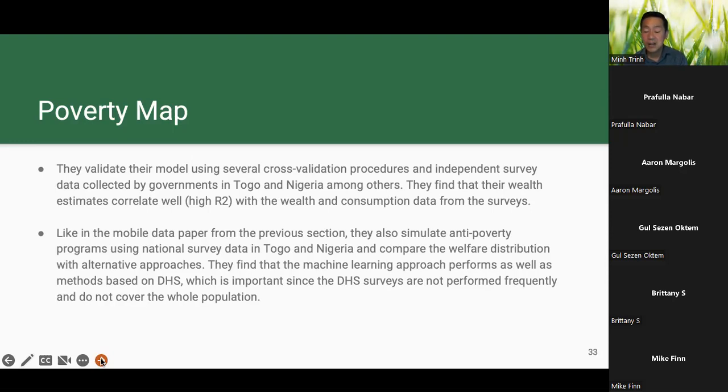The DHS surveys are conducted by USAID, right? But the governments in Togo and Nigeria also conduct their own government surveys, and they also find high correlation with what the model finds. They also simulate some anti-poverty programs to see if they reach the right population, and they look at the welfare distribution. Do the poor people get helped by these programs? The idea is, do these models tell you accurately where the poor people are?